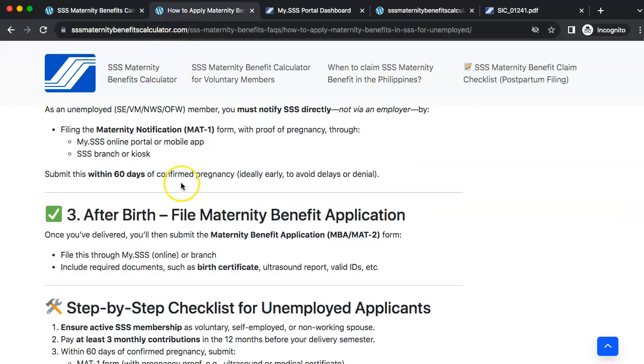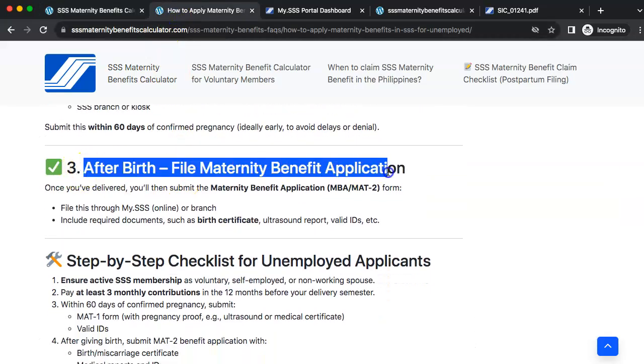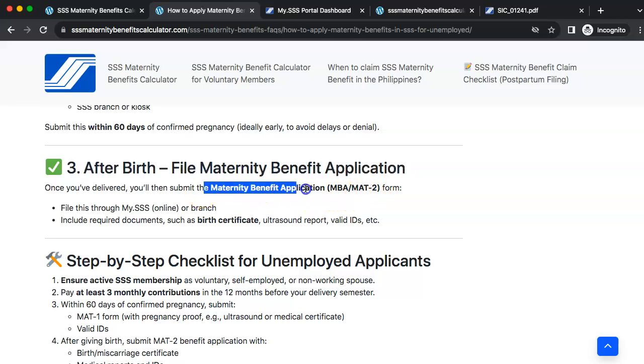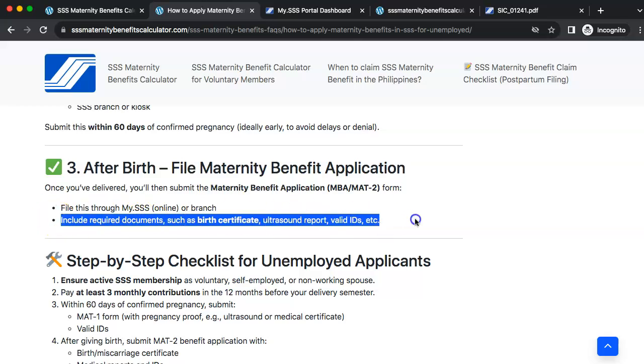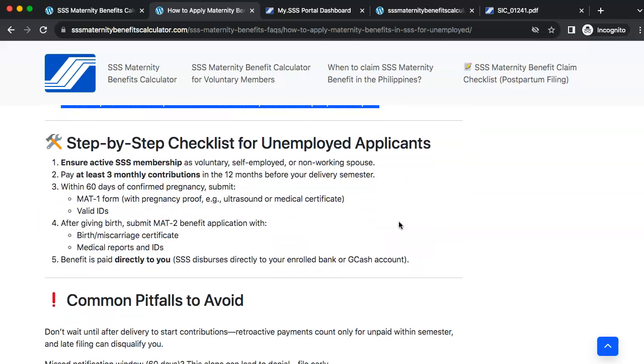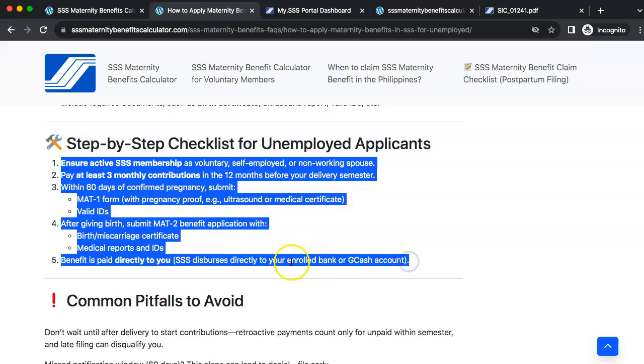Once you have done that, after birth you have to fill up MAT form 2, or this can be done online as well through the online application, and then include the required documents. So here's a quick step-by-step list.